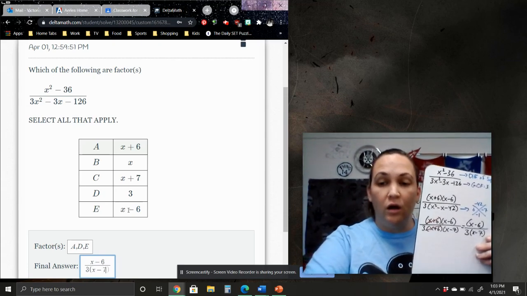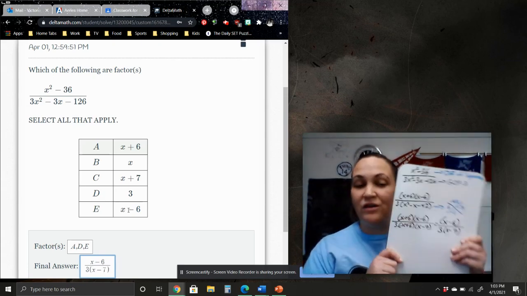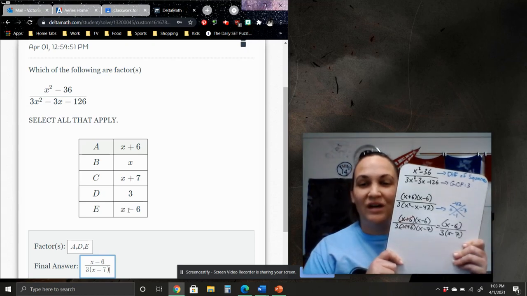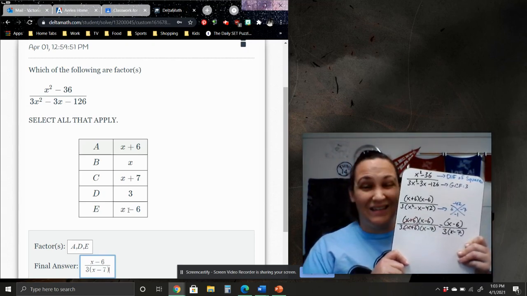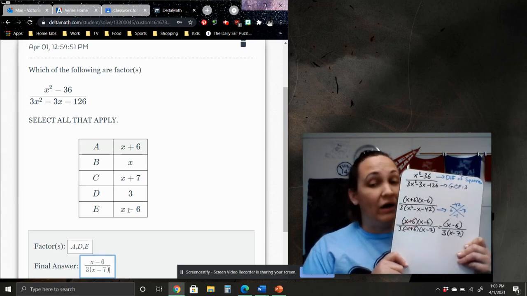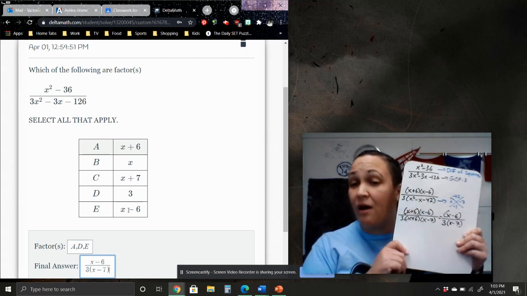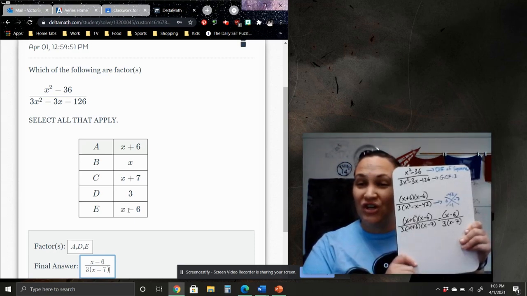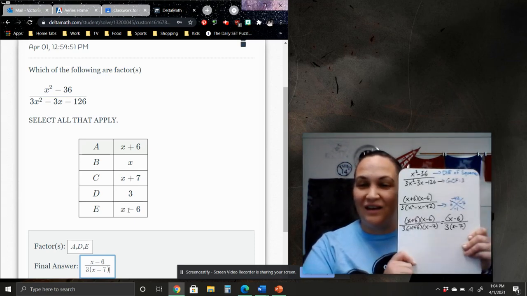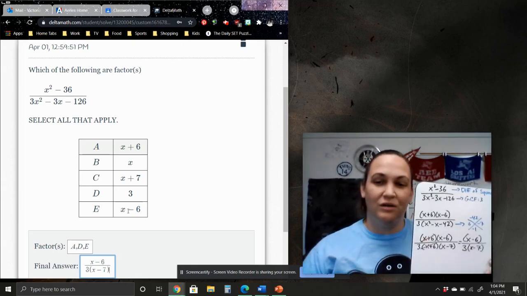Make sure you're doing all of your work on a piece of paper and that you're submitting a picture of your work as soon as your test is done. If you don't have work for this test, it is cheating. If you cannot show me that you actually did the problems, then I will assume that you are cheating. So make sure that you have everything written out and that you're submitting a picture.